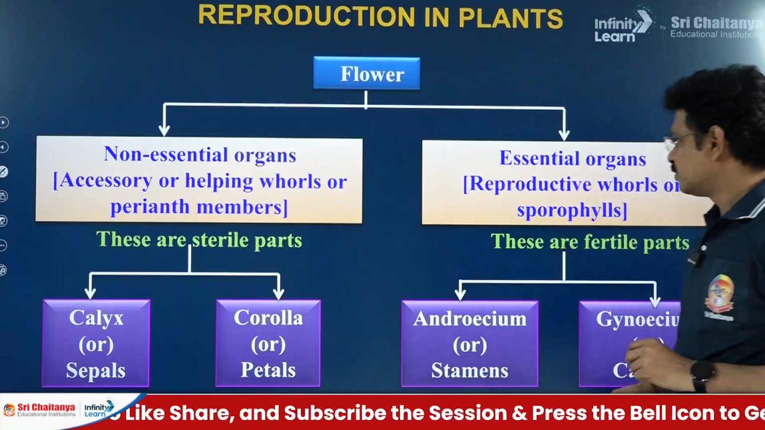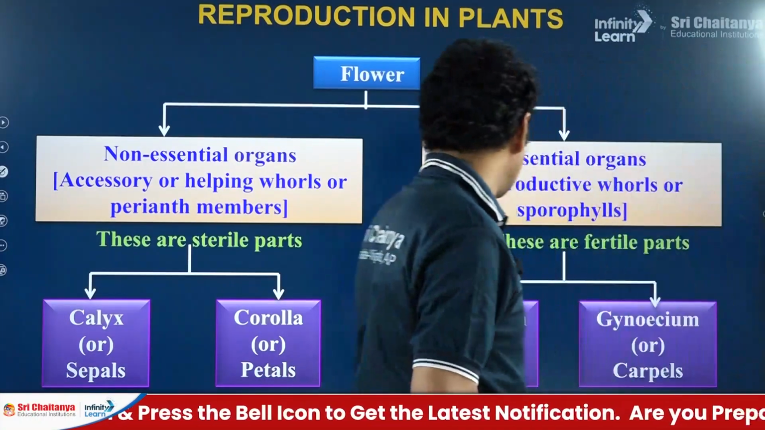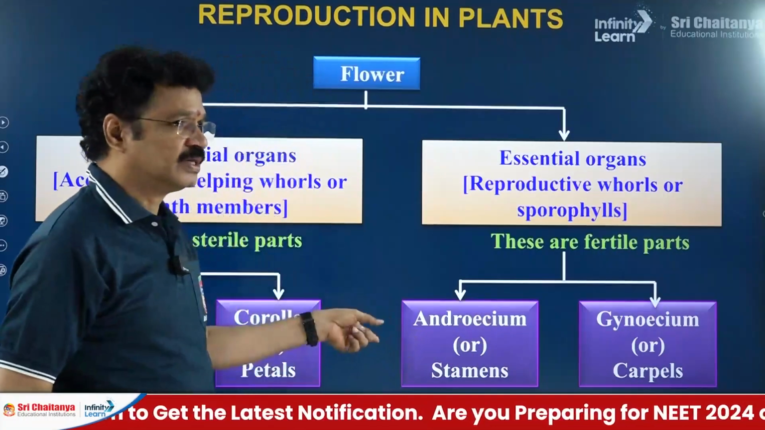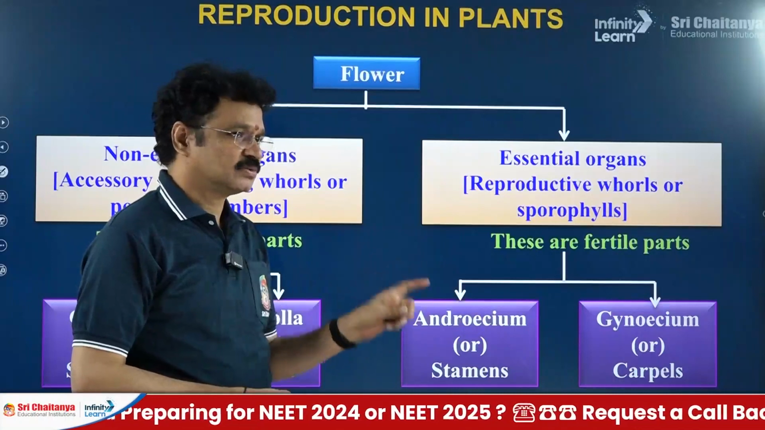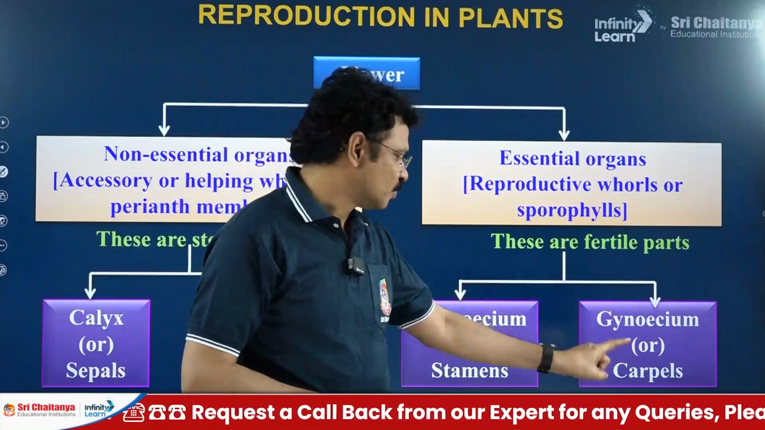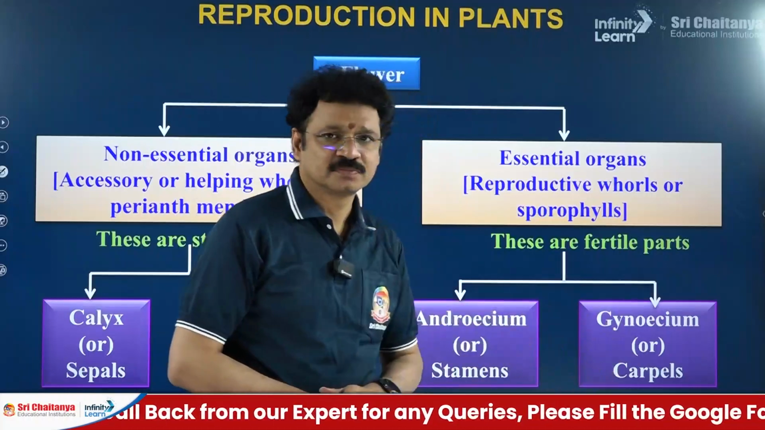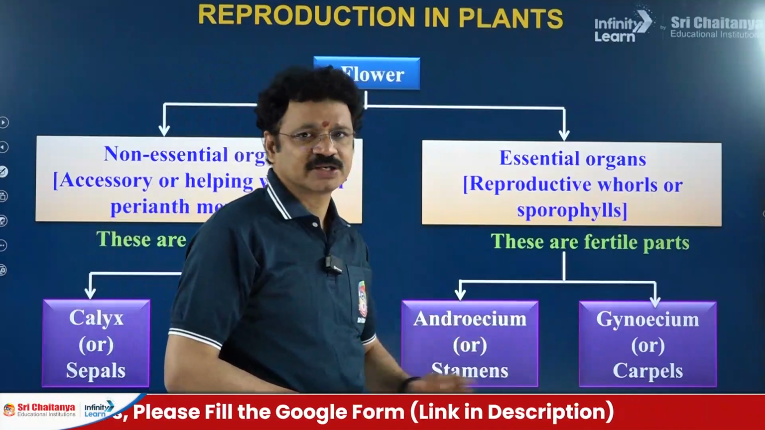Coming to the essential organs or reproductive organs. Third whorl of the flower is androecium. What is androecium? The whorl of stamens is androecium. Last and innermost whorl of the flower is gynoecium. Whorl of carpels is gynoecium. Generally, these two are the male and female reproductive organs respectively.